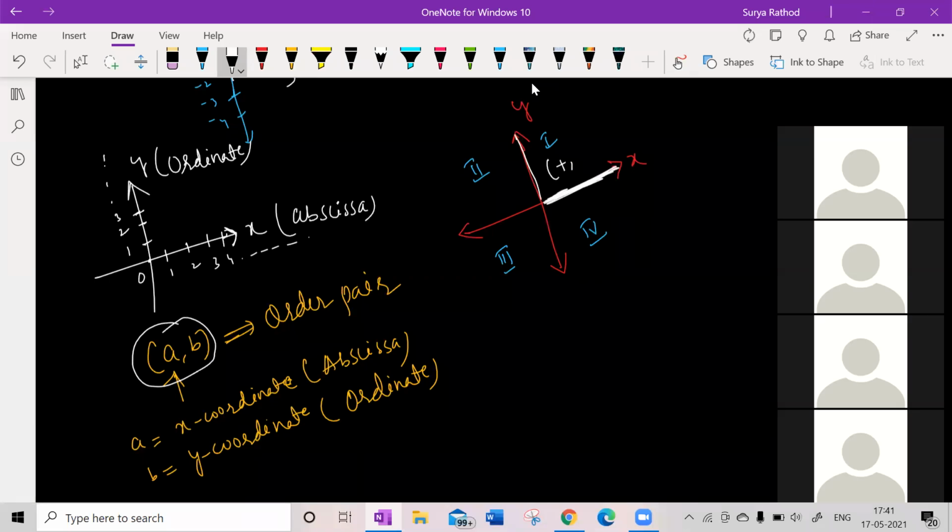On this white line, everything will be positive. So first quadrant is plus, plus. Second quadrant, look at this yellow line, will be minus and plus. Third quadrant is going to be minus, minus. Fourth quadrant is going to be plus and minus. So this is the concept of the quadrant system and signs of the quadrants. Clear?